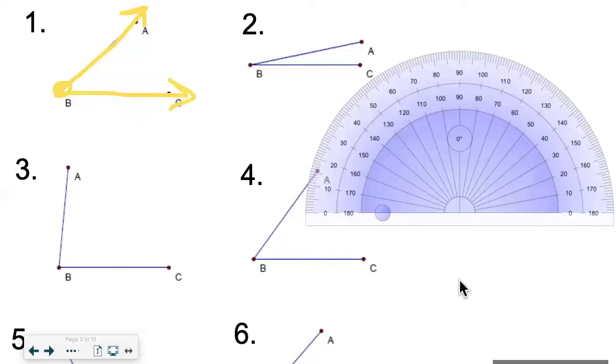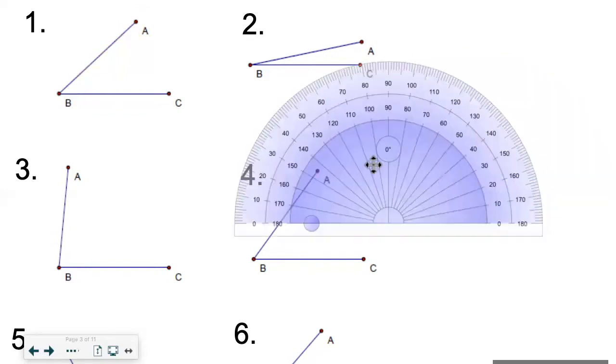Generally, when we measure angles, we look at the amount of space that is between the two rays. And the tool that we use to do that is called a protractor. Now, you may or may not have protractors at home, but I want to show you how you use a protractor. If you remember from fourth grade, I'm going to line up number 4.